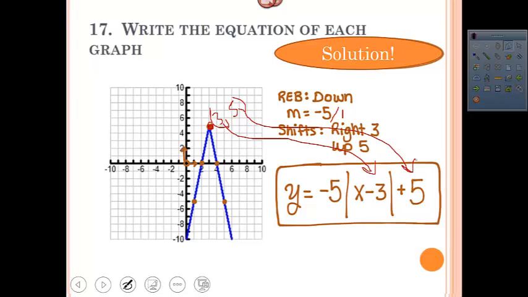So again, if you're one of those who likes to do the parent shift, remember you're shifting from this, you're going to the right 3, up 5. That's where this right 3, up 5 comes into play from the shifting, but it's up to you.